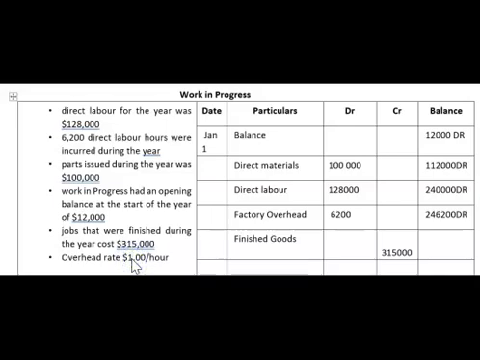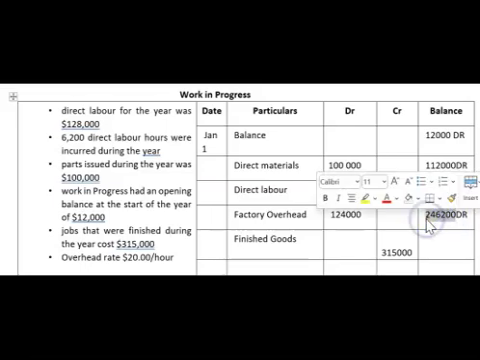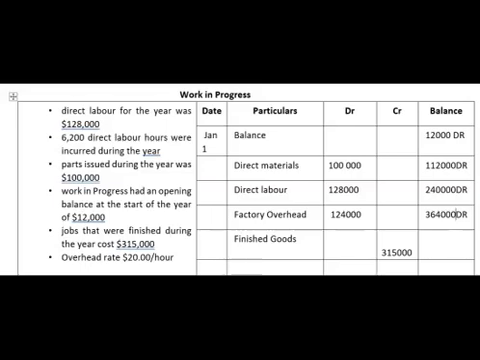So I'll just change this rate from $1 to $20. So if I change the rate from $1 to $20, then $20 times 6,200 will come to 124,000, and 240 plus 124 will come to 364,000. Now this was in progress. At the end of the year, this much was completed.